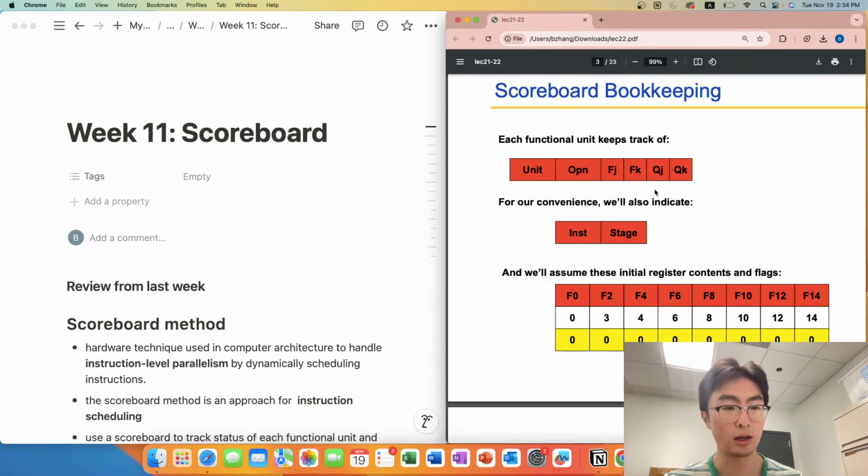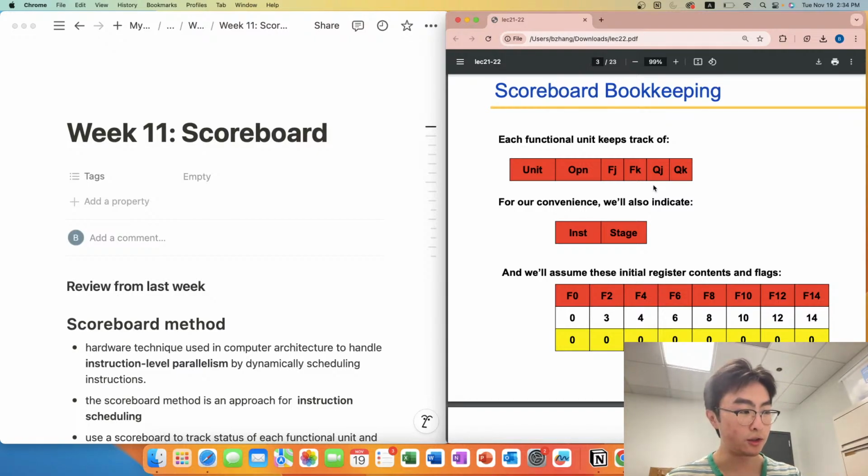I think we also talked about this scoreboarding method, which relates to the idea of instruction scheduling. So usually with the pipelines we've been working on, it's been sequential instructions. You'll fetch, decode, execute, write back to memory, and then store it in a register.